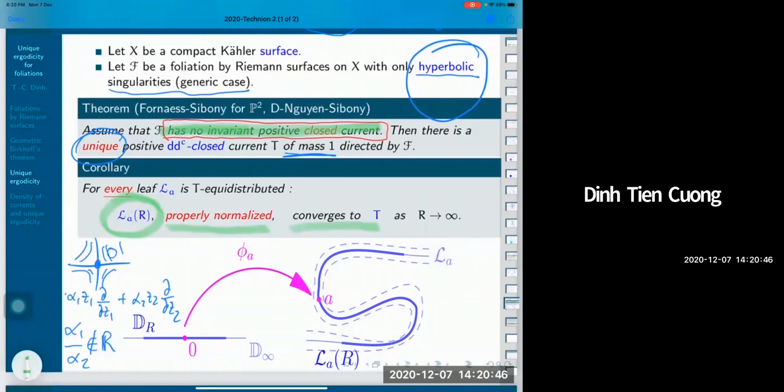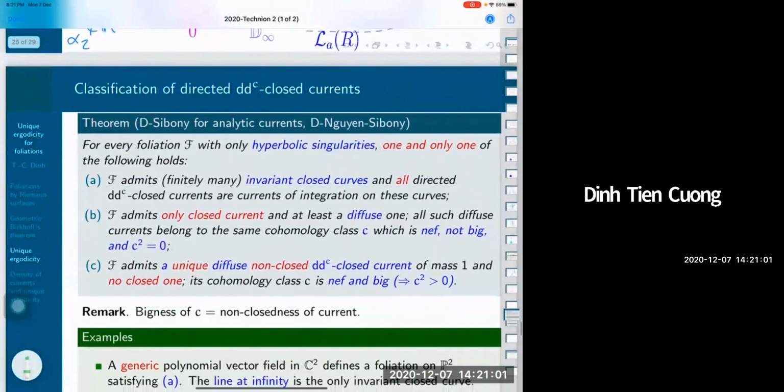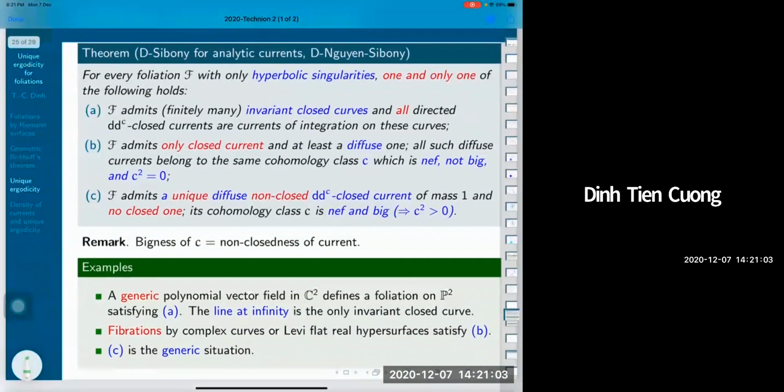So let me discuss the second hypothesis that I give here, the hypothesis about the non-existence of positive closed current. So we have another theorem actually here. Here we don't assume that there exists or not a positive closed current, invariant measure. And then you can classify the situation. So here we have 3 possibilities.